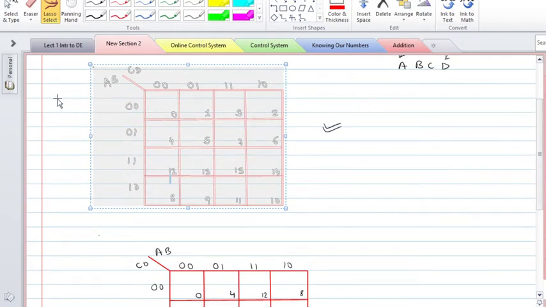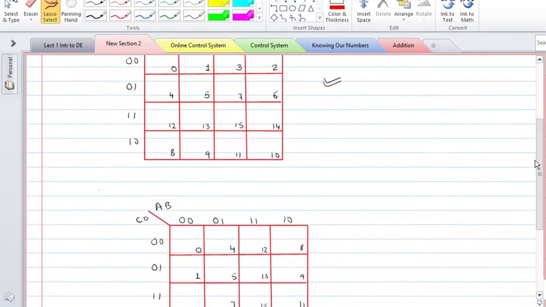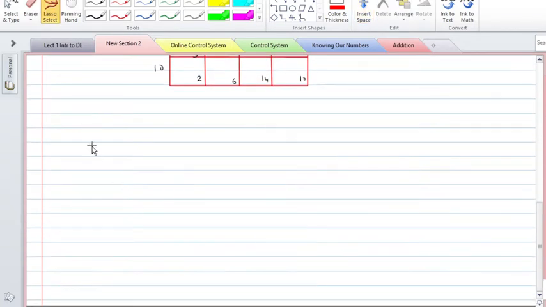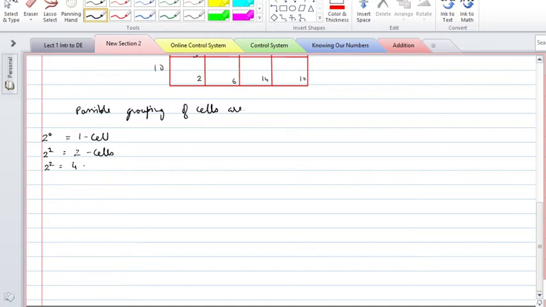Now in 4 variable K-map, possible groupings of cells are one cell, how? 2 raised to power 0, 2 raised to power 1, 2 cells, 2 raised to power 2, 4 cells, 2 raised to power 3, 8 cells and 2 raised to power 4, that is 16 cells.